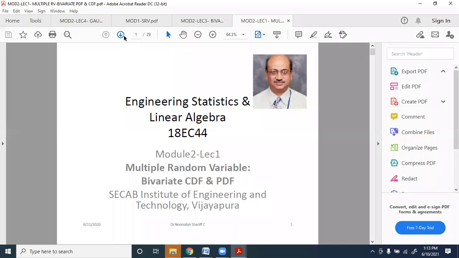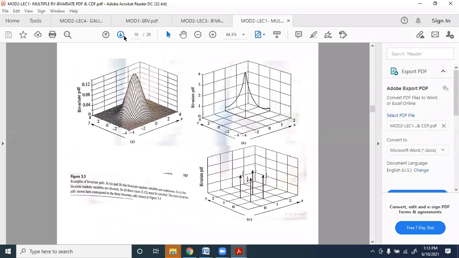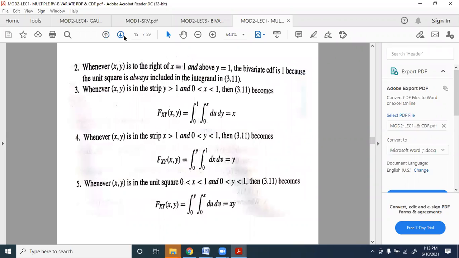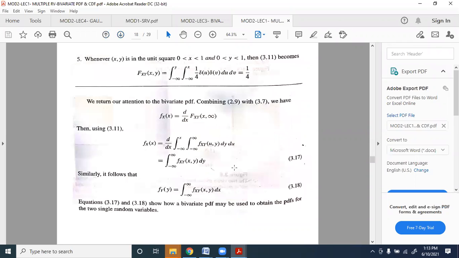So whether we have here 3.17. Okay, so we have here 3.17: f_X(x) is equal to the integral from minus infinity to infinity of f_XY(x, y) dy. So if you want a PDF for a single variable, we should integrate the bivariate PDF between minus infinity and infinity once.